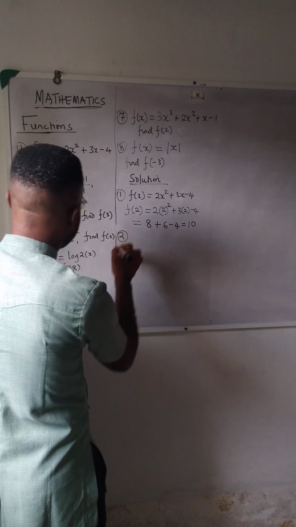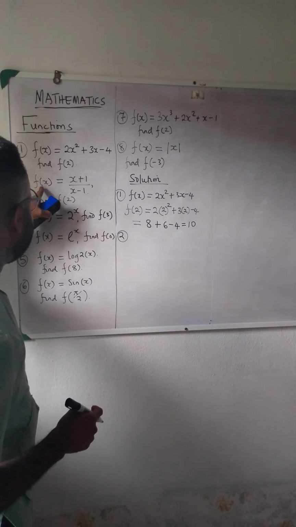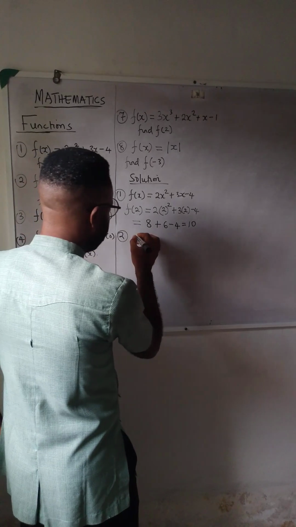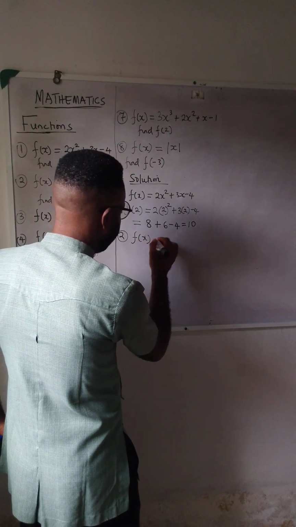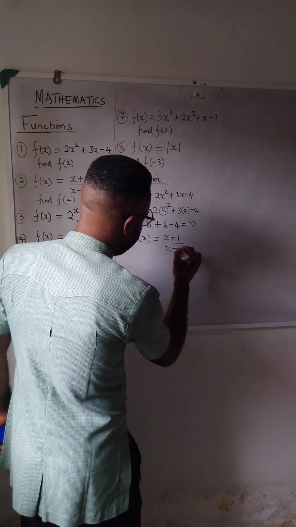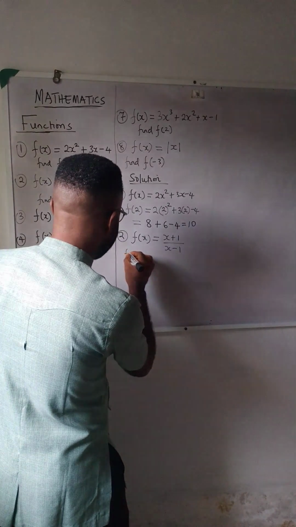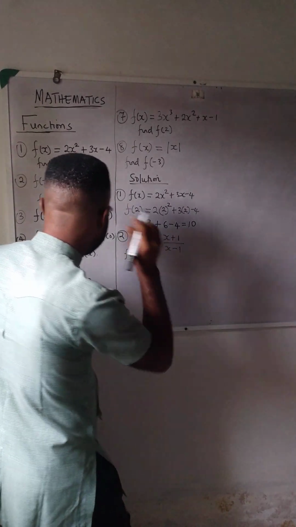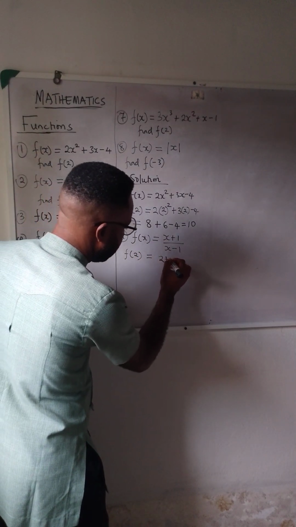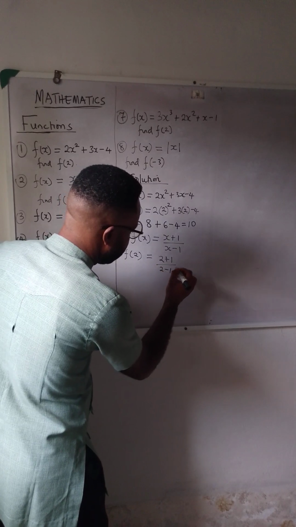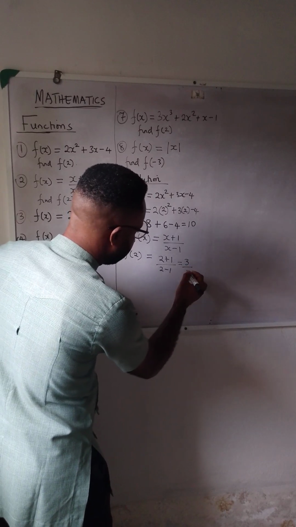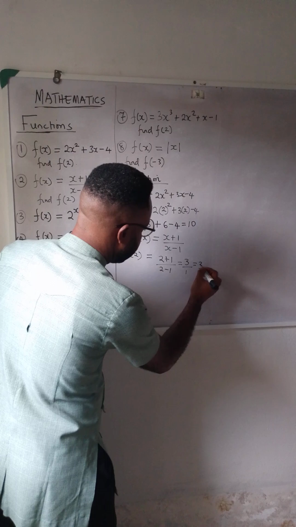So we go to question 2. We are told that f of x is x plus 1 all over x minus 1. This is a rational function. Let's find f of 2, which means anywhere you see x, you bring in the value of 2. So this will be 2 plus 1 divided by 2 minus 1, which is equal to 3 all over 1. 3 divided by 1 is 3.